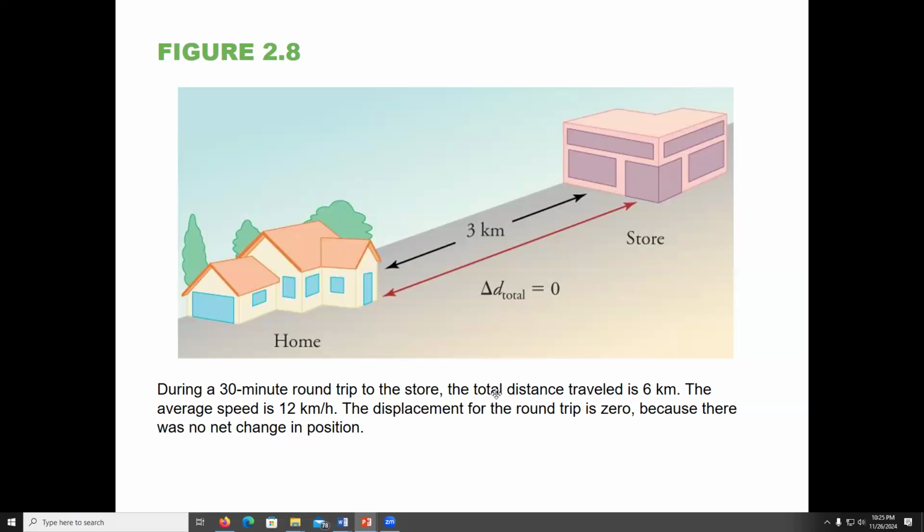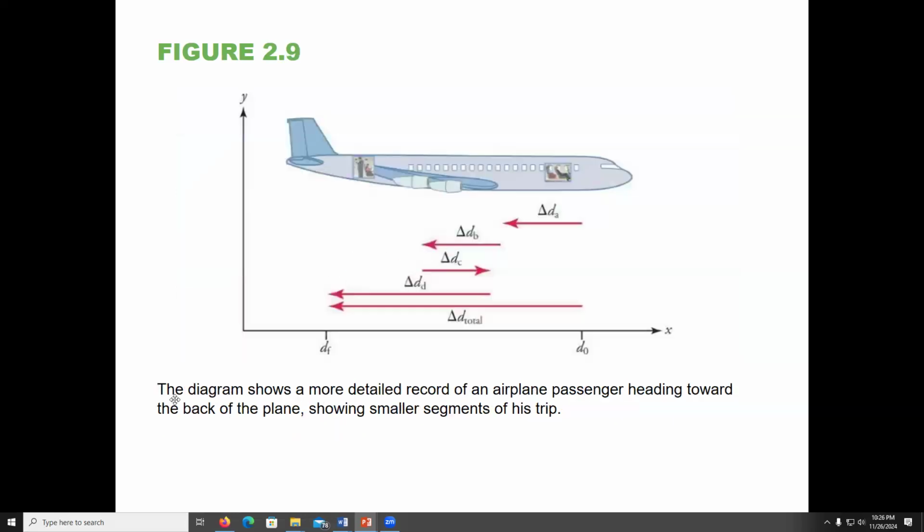But the displacement, we started off at the home, that's 0, and we return to the home. So our final position is now the home, D naught, 0. My initial position is D naught, 0. So there is no net change in position. We started at home, we returned to home. So that's a 0. So now let's look at this diagram.